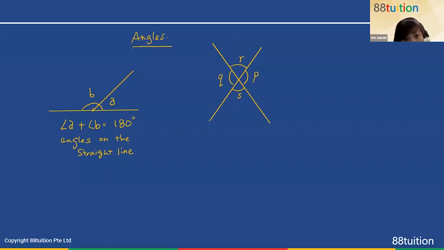Correct. You're right. Thank you, Liana. We call them vertically opposite angles because they form an X, right? This must be the same. So vertically opposite angles are the same. For example, angle P is equal to angle Q.